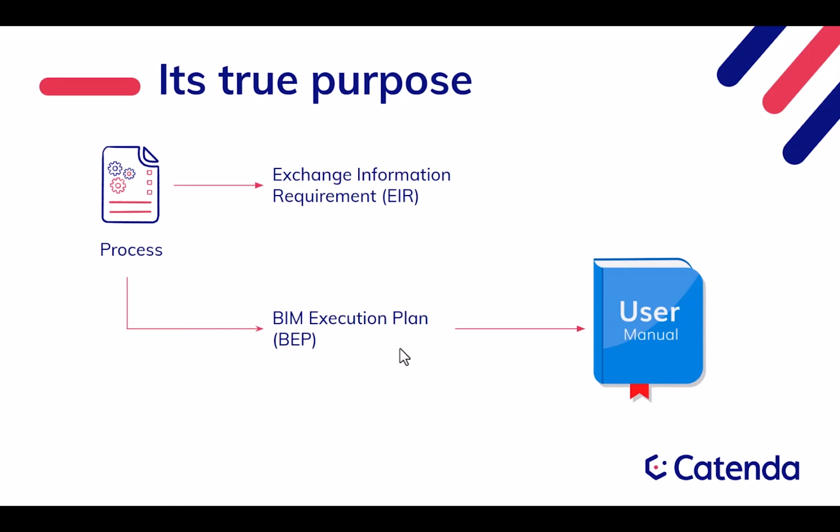The EIR, as you will understand, is mainly held by the client side, and the BIM execution plan is held by the design lead. So it could be an architect, it could be an engineering company, or a main contractor, depending on the contract type.